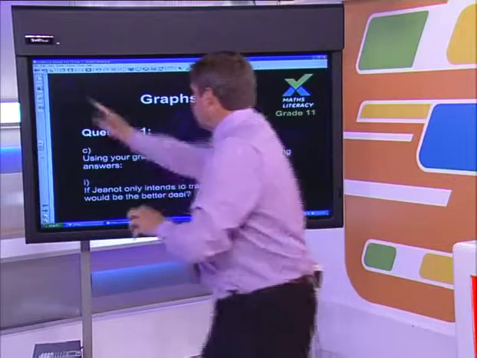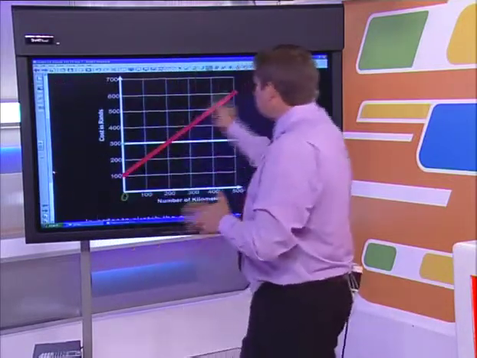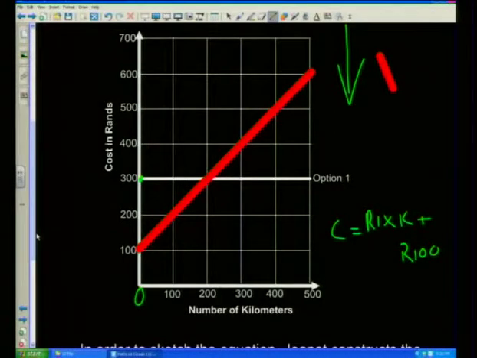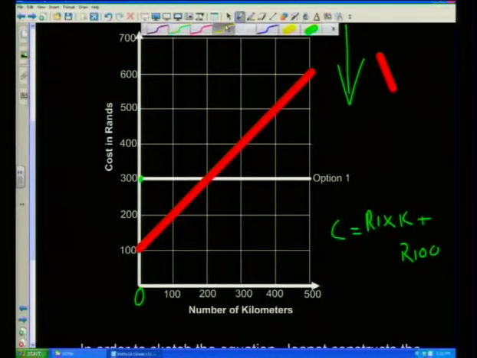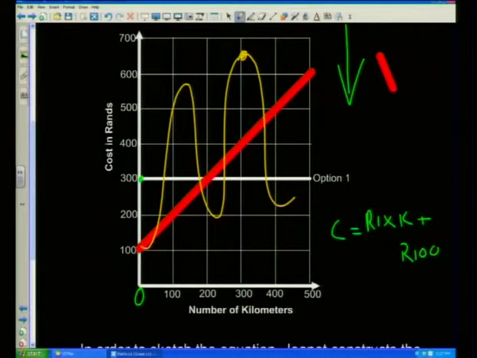So let's look back at our graph, and let's pretend that red line is not there. Let's say I drew a graph and it looked kind of weird like this. And it says, using your graph, determine how much it's going to cost you if you travel 300 kilometers. And I say, right, 300 kilometers is going to cost me that much money over there, which is around about 650 Rand. And so using my graph, I come up with an answer of 650 Rand.